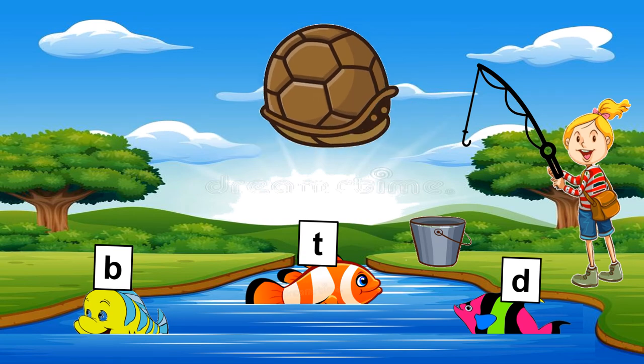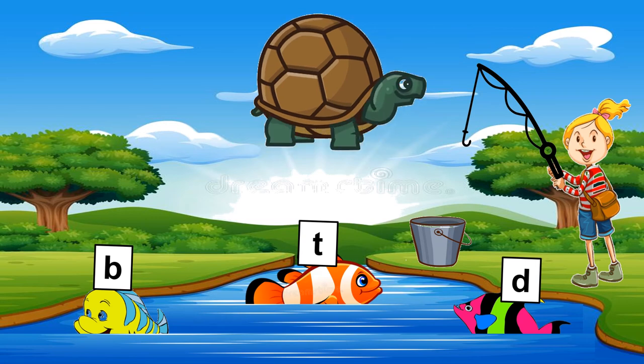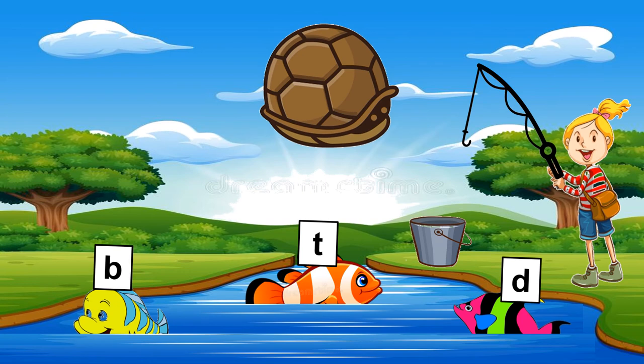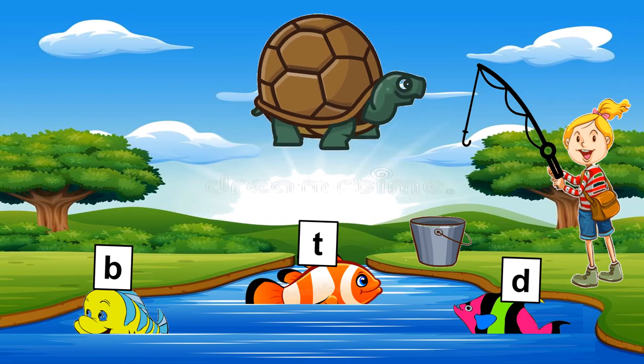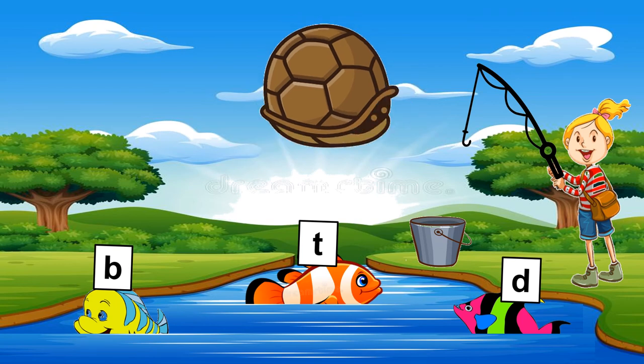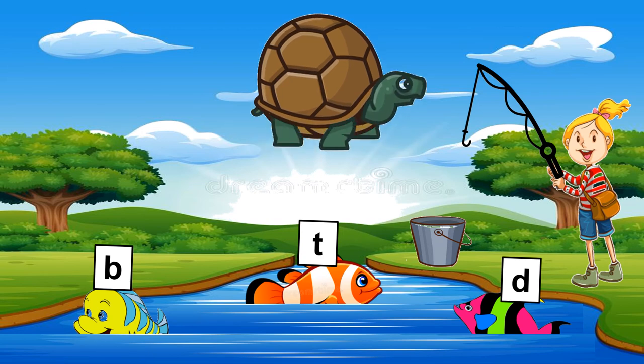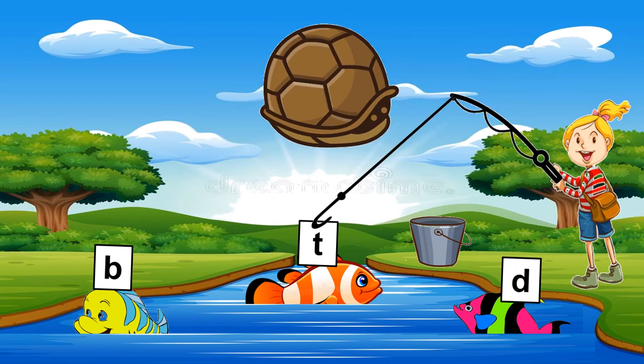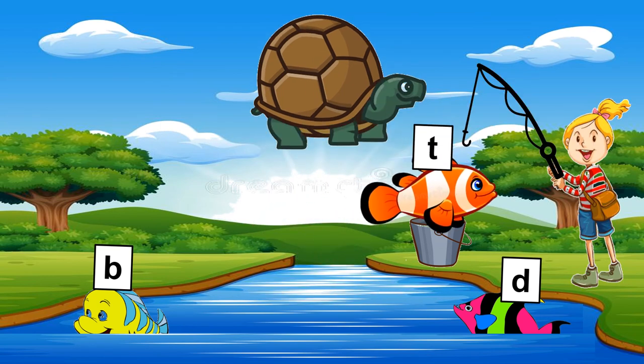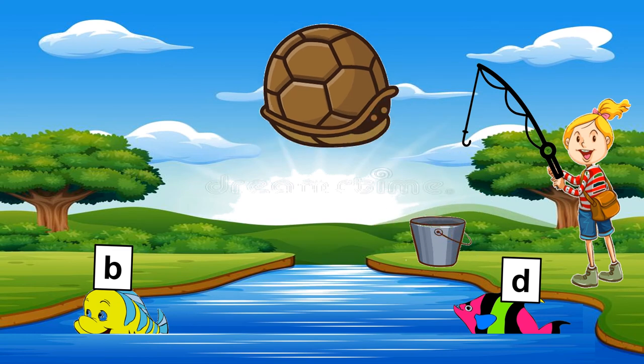And now let us look at the letter cards. There is letter B, letter T, and letter D. Which of these makes the sound of T? Is it D, T, or B? Fantastic! T, t, tortoise. And it goes into my bucket. Yum, yum, yum.